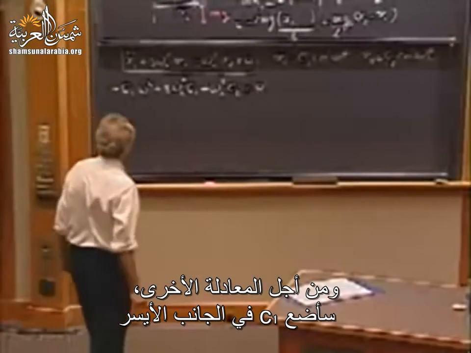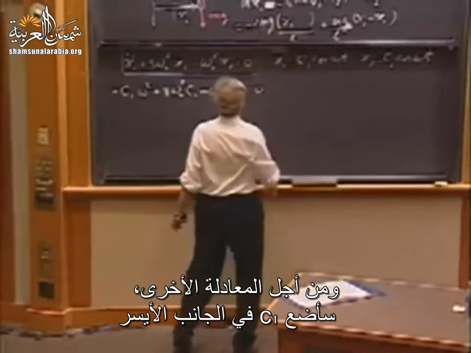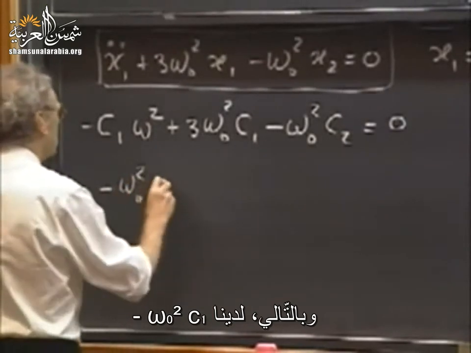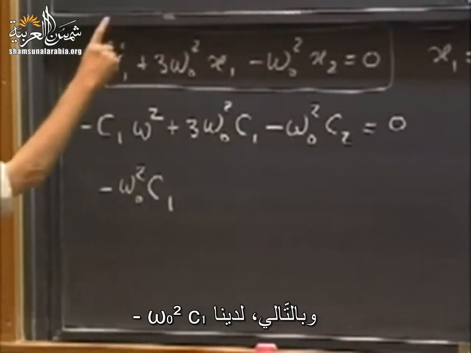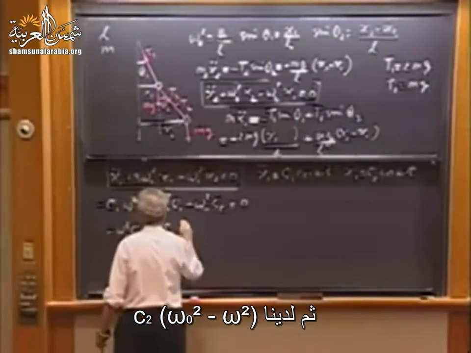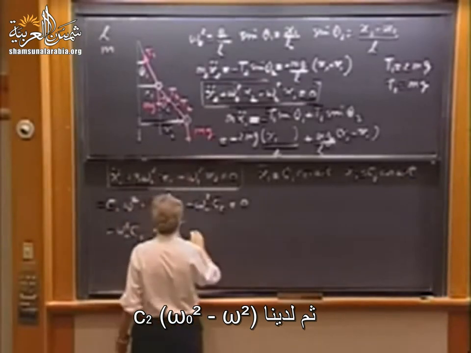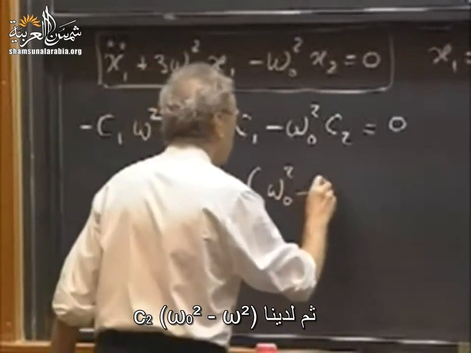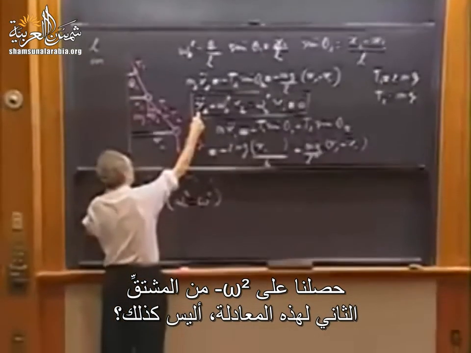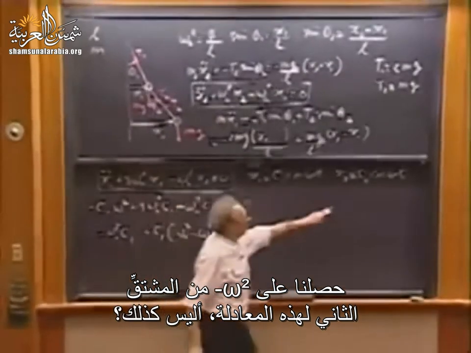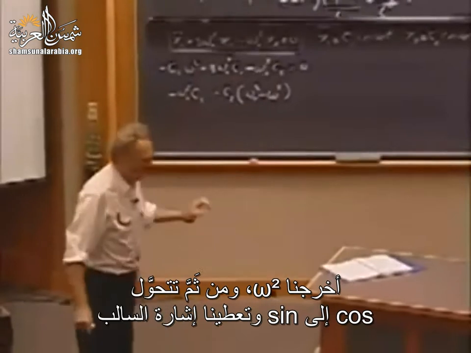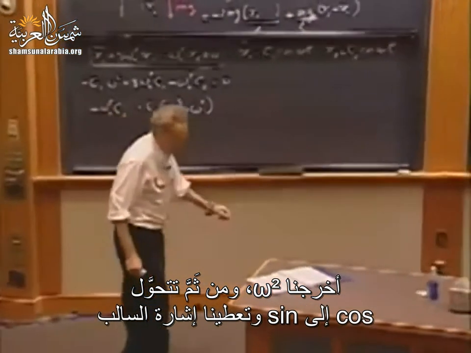I'm going to the other equation. I'm going to put the C1 on the left. So we get minus omega 0 squared times C1. That's the term you have here. And then we have plus C2 times omega 0 squared minus omega squared. And this minus omega squared comes from the second derivative of this one. Second derivative of this one, minus omega squared. Right? You get omega squared comes out, and then the cosine goes to a sine that gives you the minus sign.